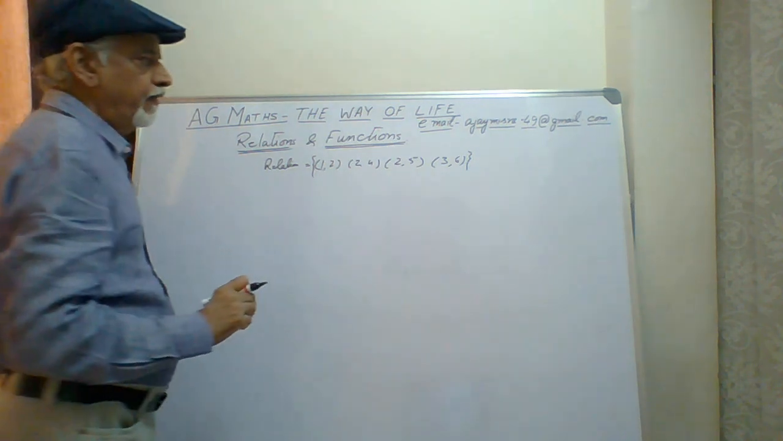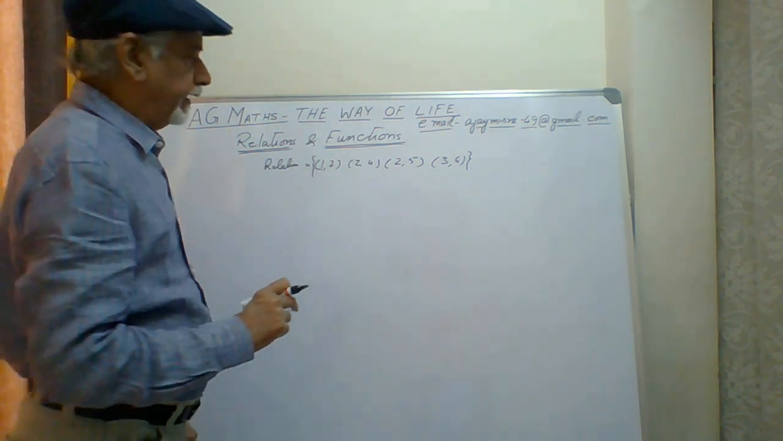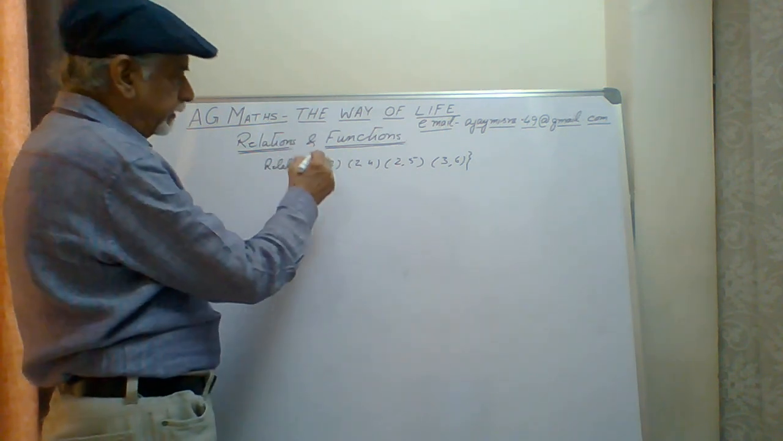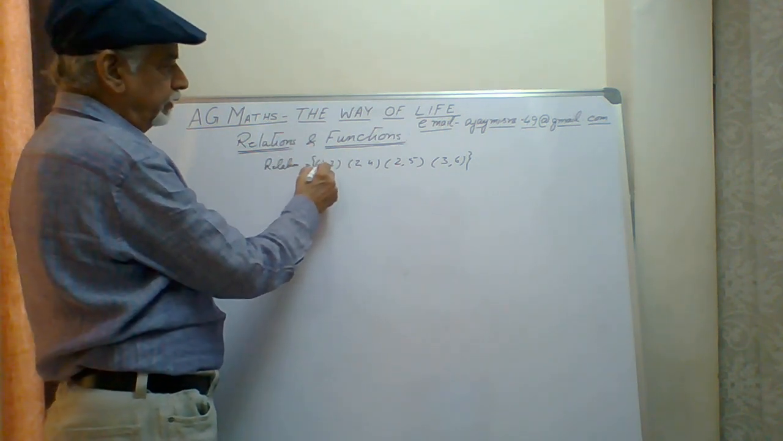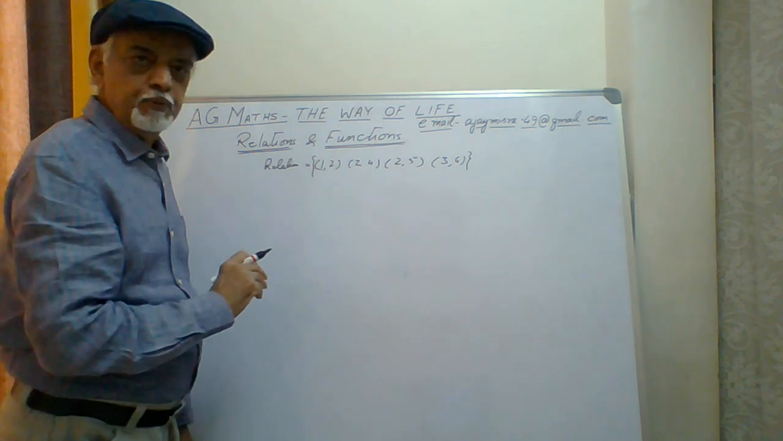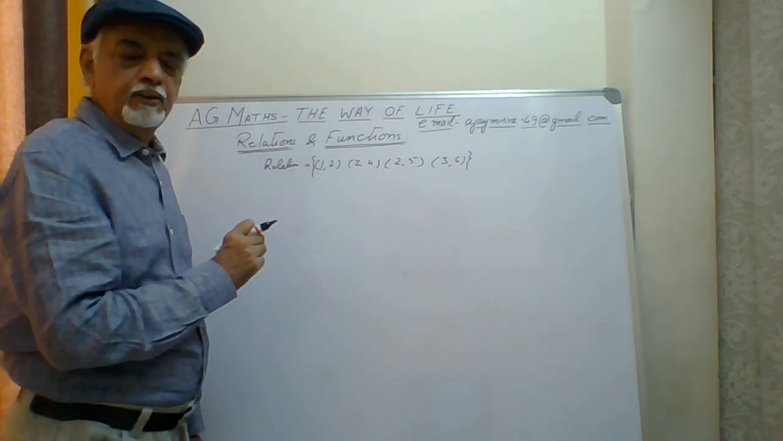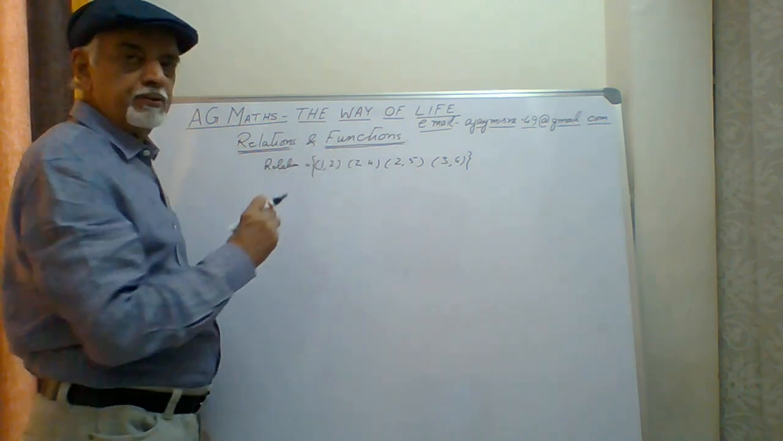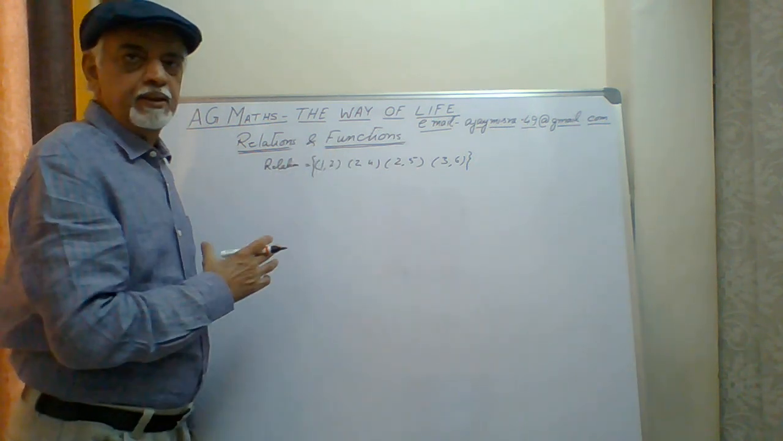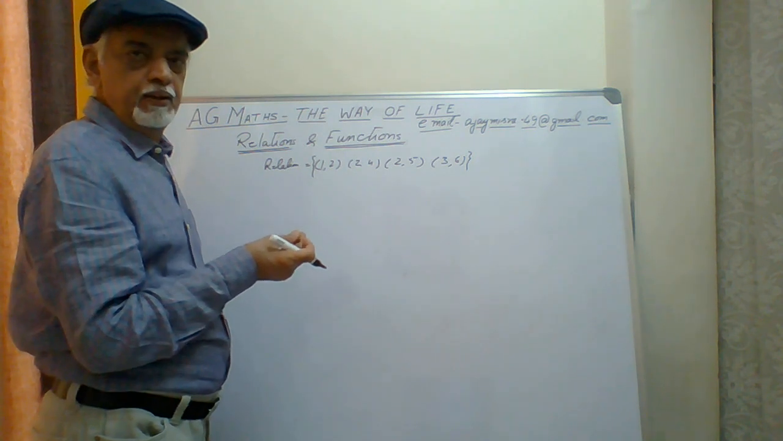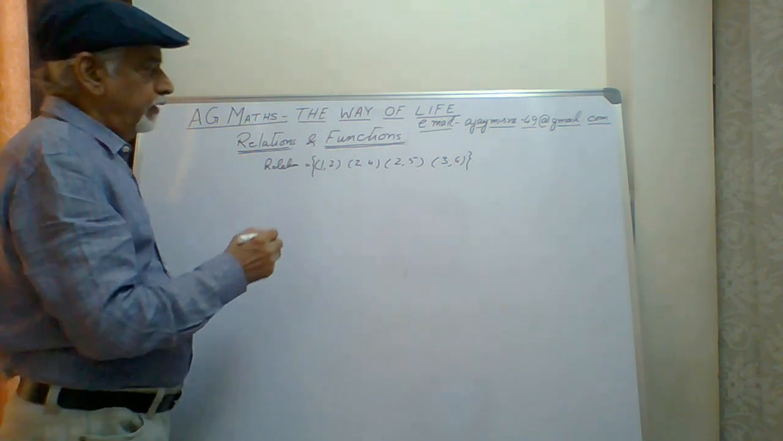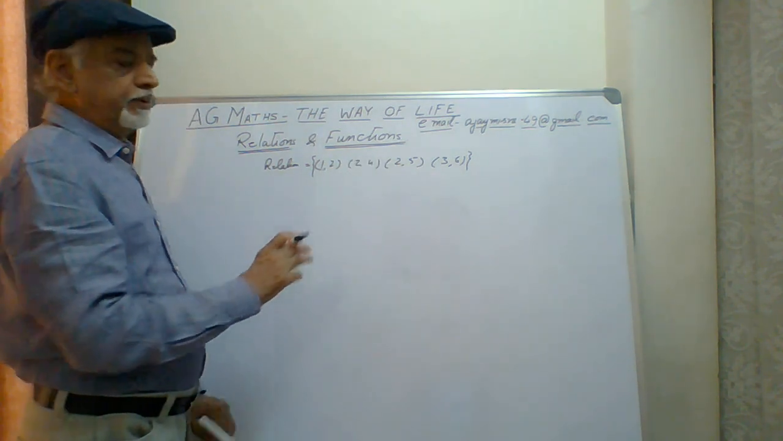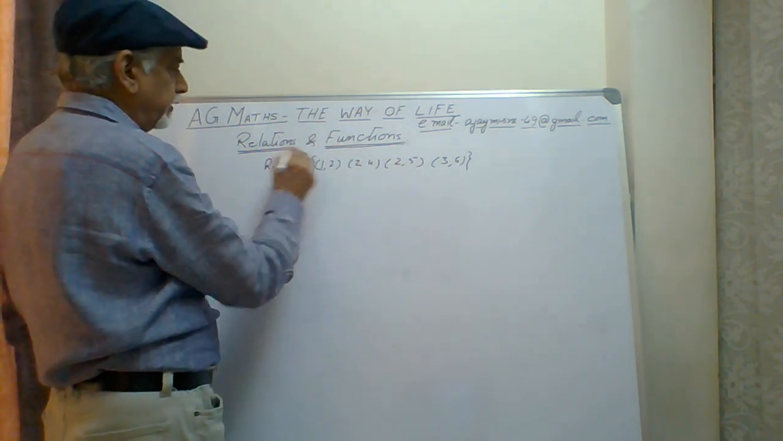A set is denoted by curly brackets, and these are called ordered pairs. Ordered pair means there will be a number appearing in the first position and then one in the second position. The first position number is always called the domain, the x value, and the second position is called the y value. We have learned this in our earlier days in coordinate geometry as well as in relations. So this is the first element and second element, so it is an ordered pair. This is called a relation.